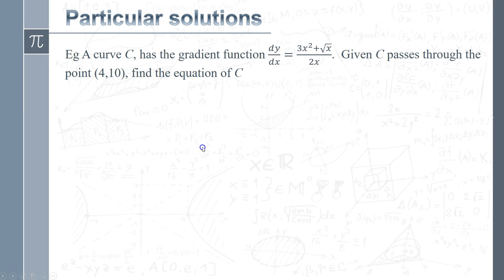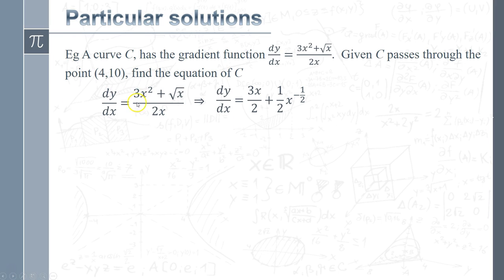So we need to find the equation of c. So there's my gradient function. First thing I'm going to do is get that tidied up so it's in a form that I can integrate. So hopefully you can see that we're going to end up with this. So we've got 3x squared divided by 2x. That gives us that term there.